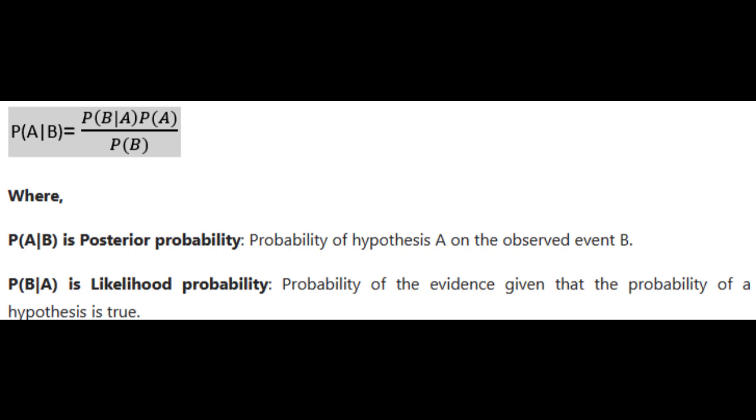Working of naive Bayes classifier. Working of naive Bayes classifier can be understood with the help of the below example. Suppose we have a dataset of weather conditions and corresponding target variable play. So using this dataset, we need to decide whether we should play or not on a particular day according to the weather conditions. So to solve this problem, we need to follow the below steps.